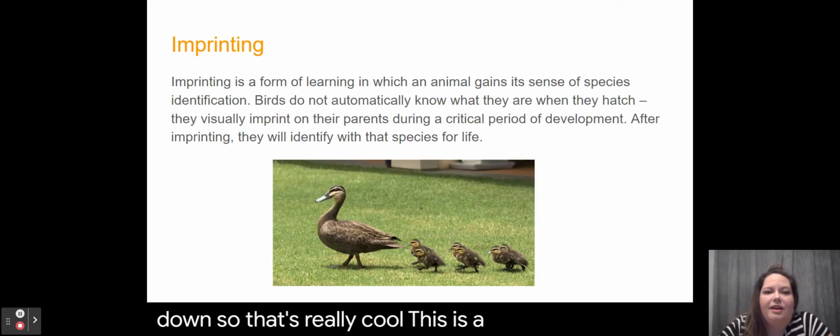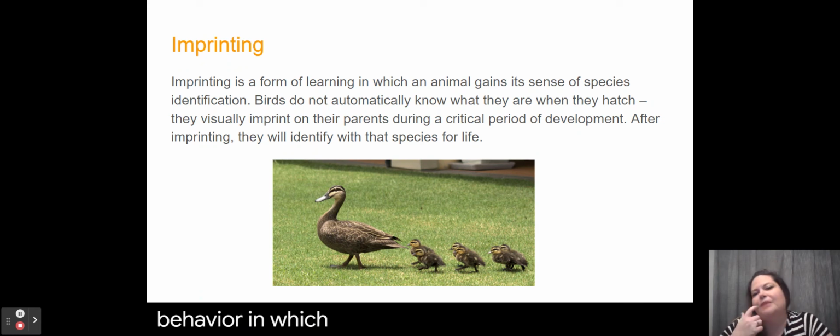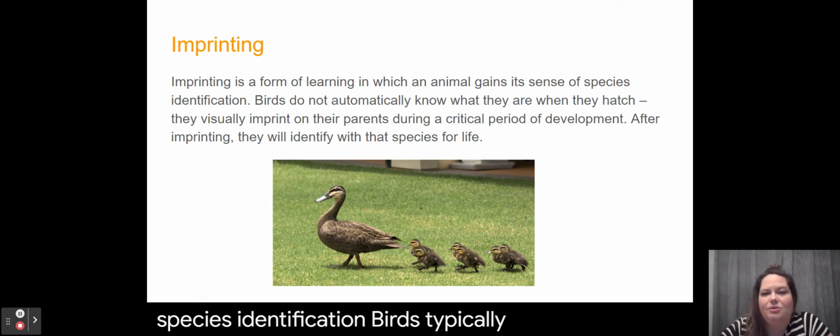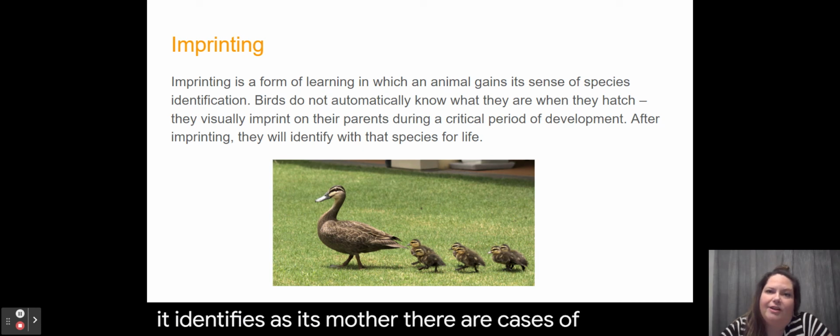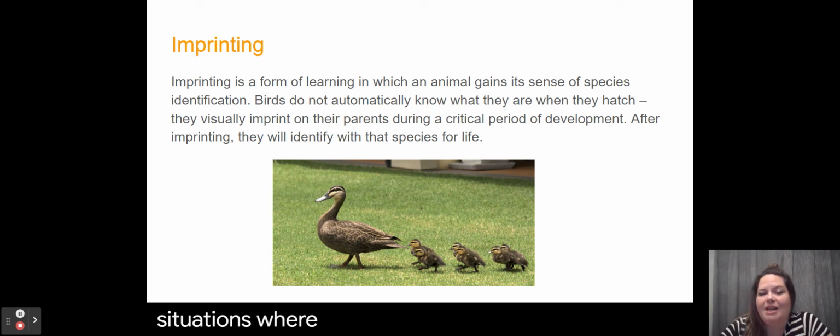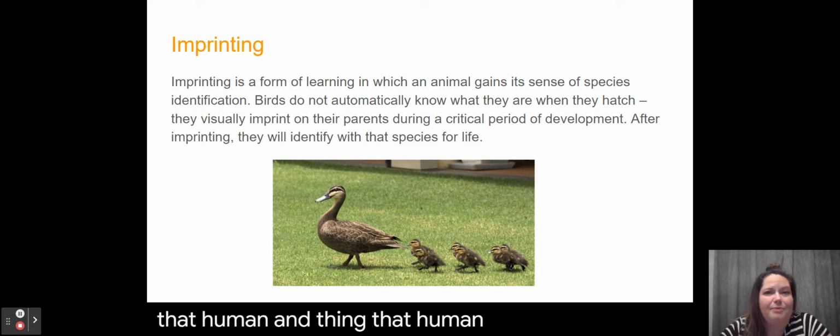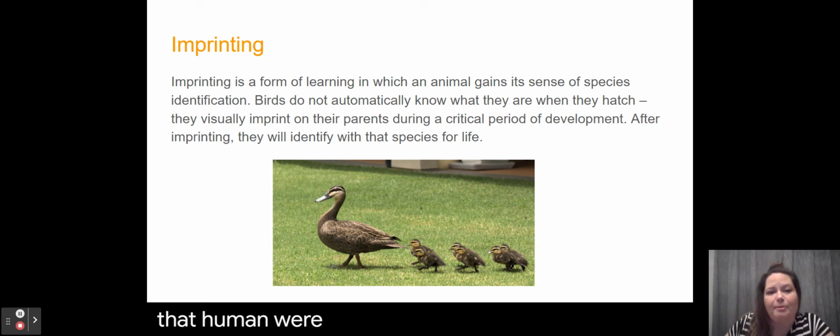Imprinting. This is a form of learned behavior in which an animal gains its sense of species identification. Birds typically do imprinting, so when a baby duck hatches, the first animal that it sees, it identifies as its mother. There are cases of rescue situations where baby ducks or baby geese are hatched by a human, and they'll imprint on that human and think that human is their mother. They'll follow it around and do all the behaviors as if that human were their parent.